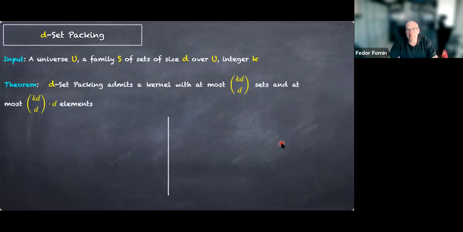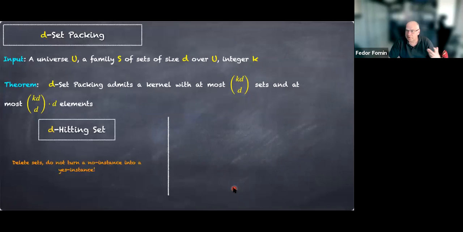Okay, so the statement of the theorem is very similar to what we had for hitting set. The only difference is that the size of the kernel is larger here. The theorem: d-set packing admits a kernel with at most K times d choose d sets, and at most K times d choose d elements. So how do we prove this result?